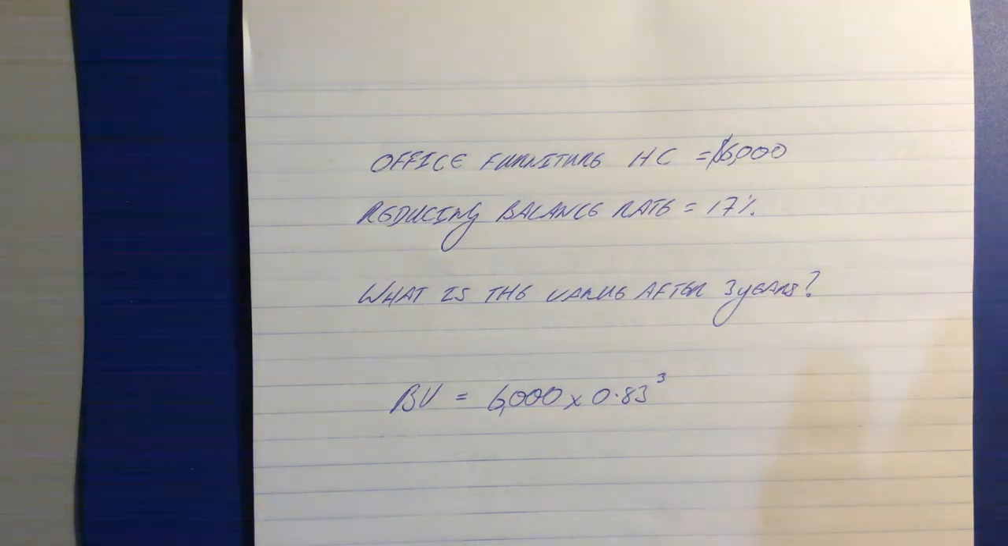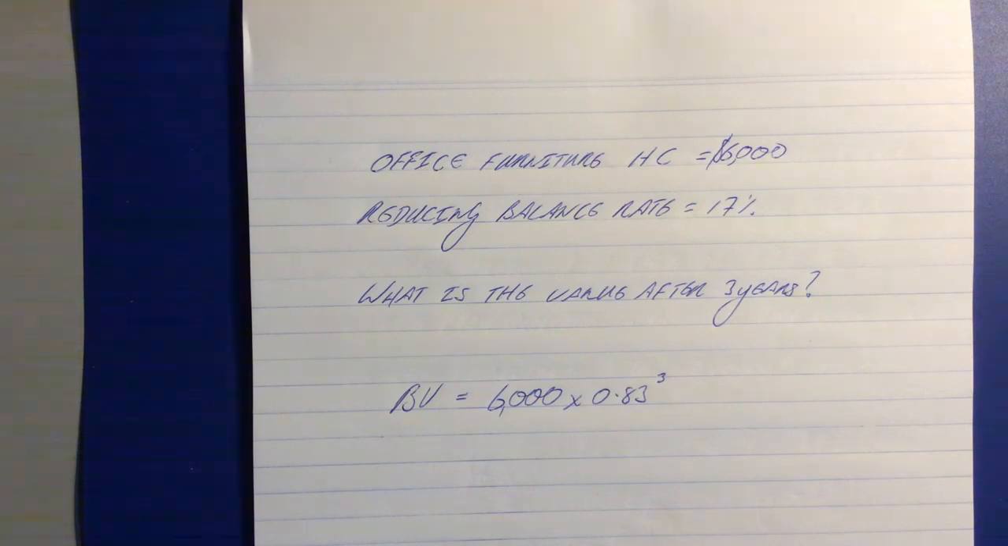And I've summarized the facts that were stated in the header here. But basically, a business buys some furniture for $6,000. It uses reducing balance depreciation as its method of depreciating these assets, and the rate they choose to use is 17%. The question is, what is the book value of the furniture after 3 years?